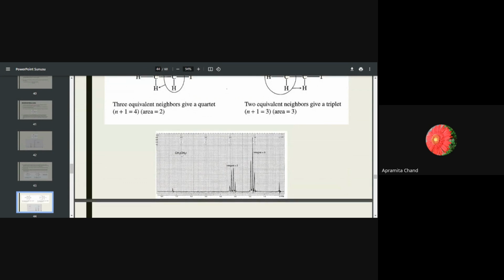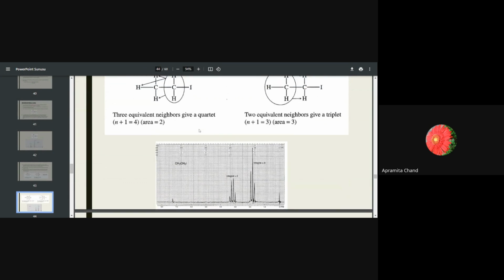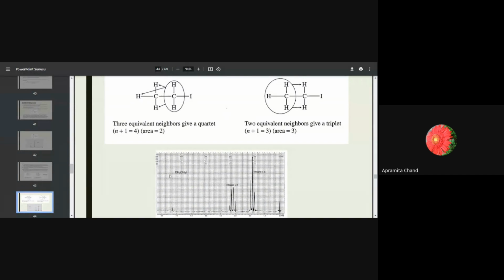Suppose you have CH3CH2I, ethyl iodide. Now the CH3 protons will come into one position, the first position. Similarly, the CH2 protons will also give another signal. So how many signals will you have? You will have two signals.